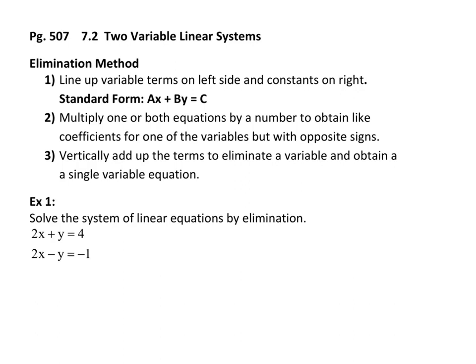Alright, starting lesson 7.2, two variable linear systems. When you're working with a two variable linear system, you want to first get each equation in standard form. And that's what we already have here, starting with the first example. Then you want to get the same coefficient for one of the variables, but with different signs. And that's what we have for the y's. So right away we could cancel these out.